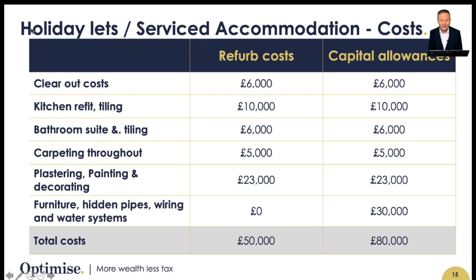So as I have said already, a company like Six Forward will be able to look behind the walls of your property and identify additional costs that you can offset against your property income. What I'm talking about here is furniture, hidden pipes, wiring and water systems, which they may be able to generate a report that produces a £30,000 additional cost that you can then offset against your income. So we're increasing the cost base from £50,000, which you could claim yourself, to £80,000, which the report from Six Forward may be able to produce for you.